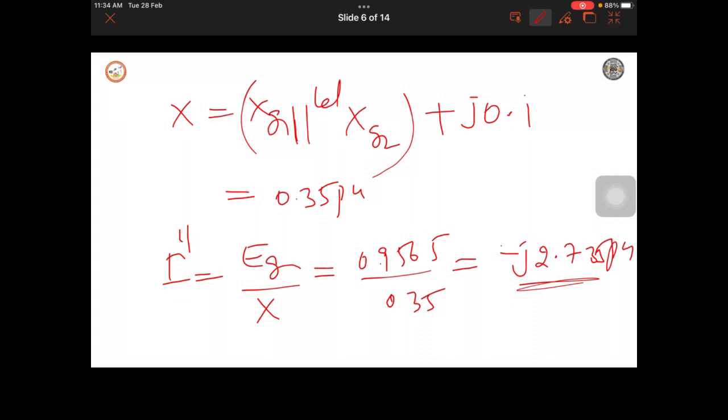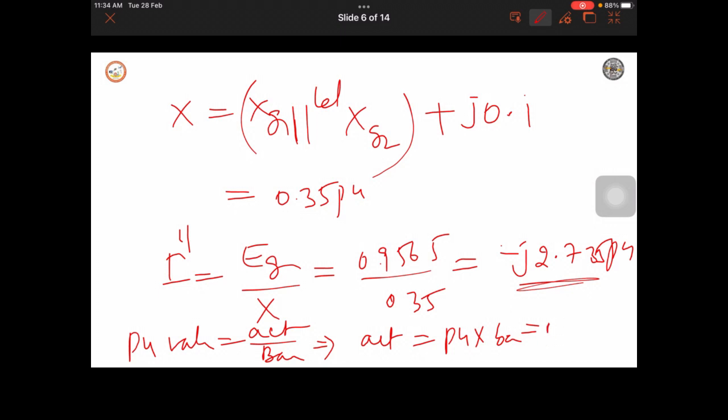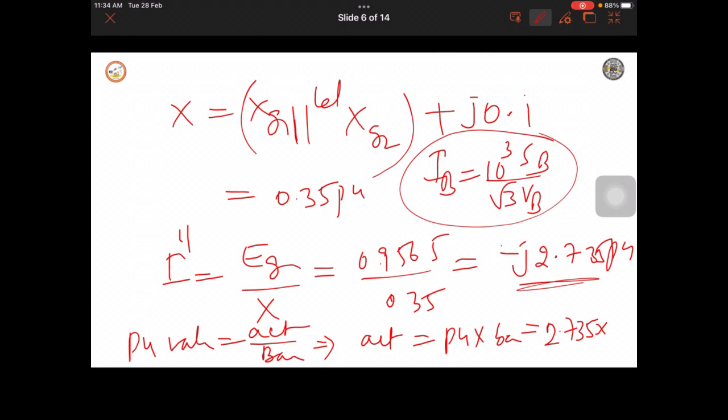So, now let us find the actual value. As we know, per unit value is equal to actual value divided by base value. This implies actual value is equal to per unit value multiplied by base value. So, per unit value is 2.735, into IB, where IB is 10 to the power of 3 SB divided by root 3 VB, the formula for finding the IB value. SB remains the same, that SB value is 75 divided by root 3.